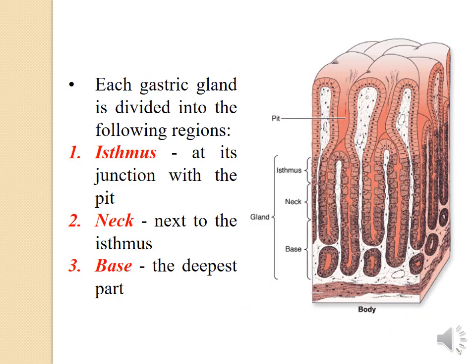And usually these gastric glands are divided into regions. The isthmus, which is at the site of junction with the pit. The isthmus is the part of the gastric glands that meets the gastric pit. After that, we have the neck, a constricted region in the gland, and finally the base, the deepest and widest part of the gland. It reaches down deep into the lamina propria.